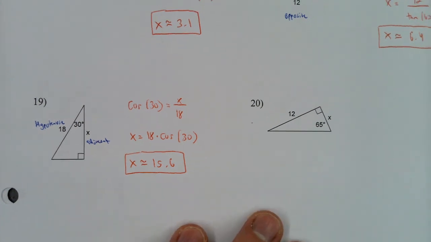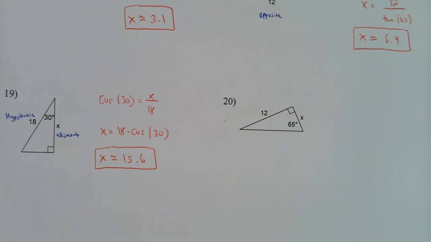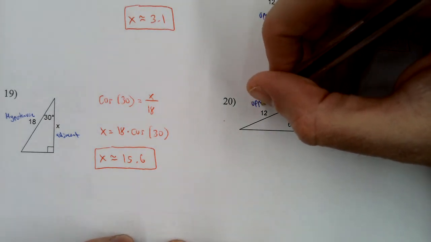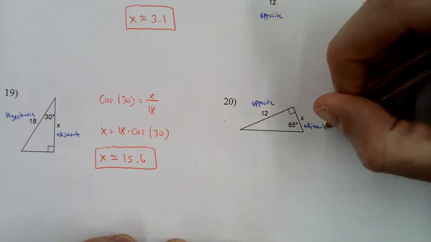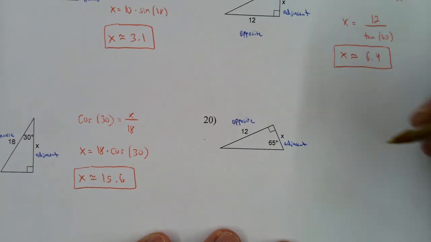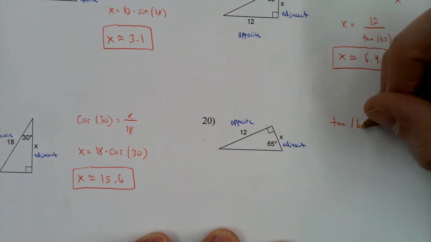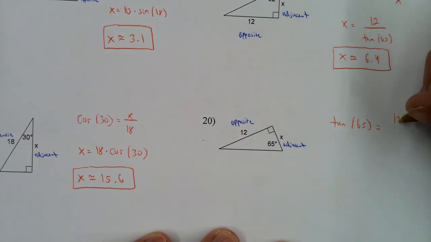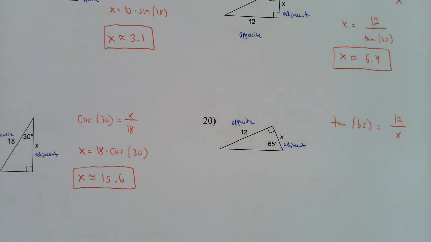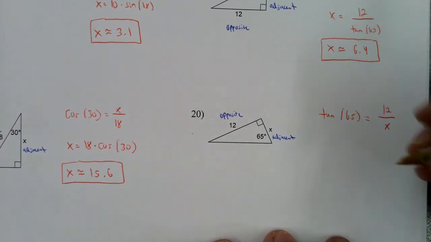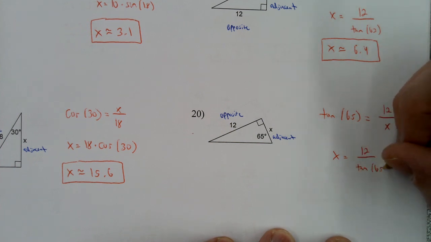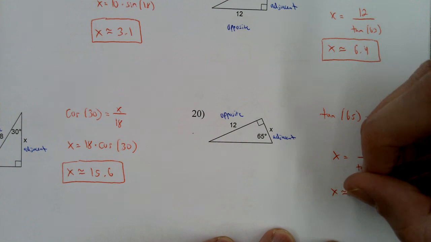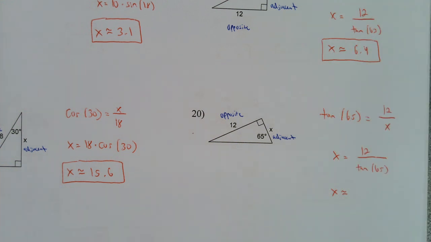And the last one, number 20, we have opposite and we have adjacent. So it'll be tangent, opposite, adjacent. So tangent of 65 equals opposite 12 over adjacent x. So x equals 12 divided by tangent 65. And when you type that, you should get approximately 5.6.